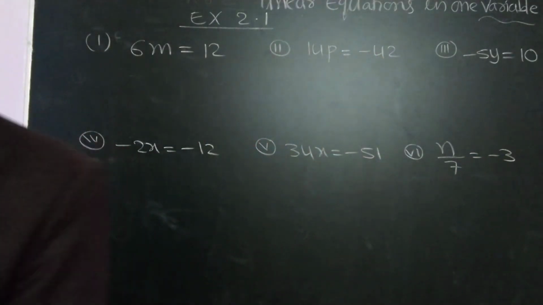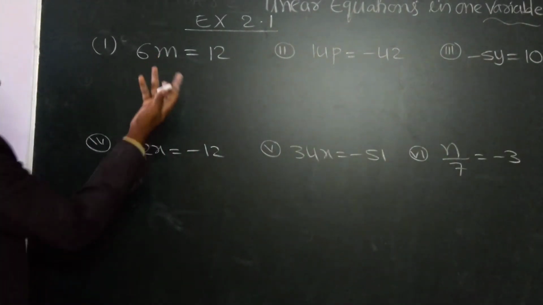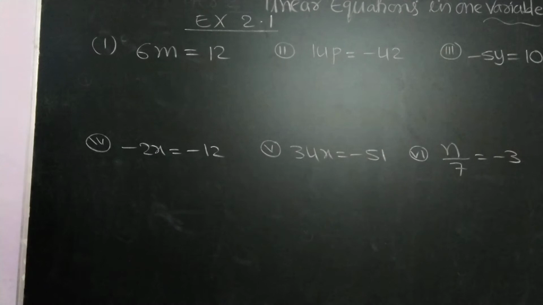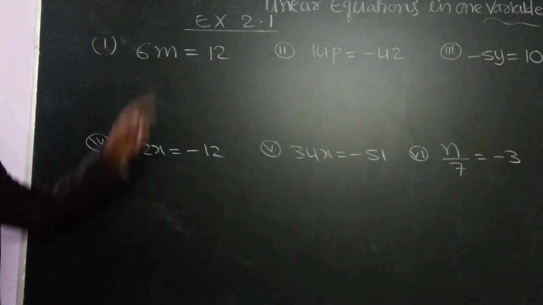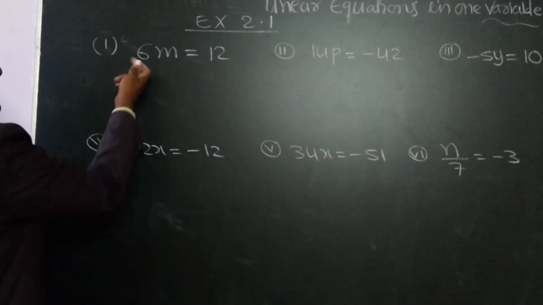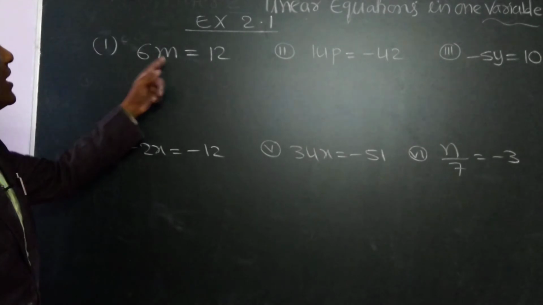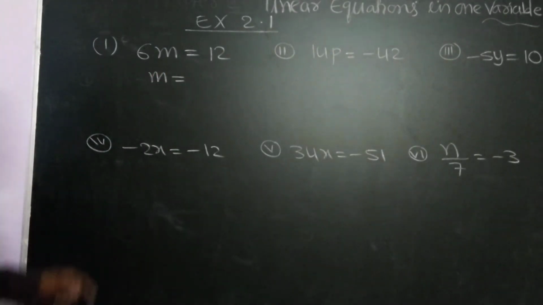To find the values, here the variable is m. Generally we use x, but any symbol can be used, so here m is used. This is the variable. We have to find the m value. 12 is already known, 6 is already known. Which value is unknown? Only m is unknown. M is equal to what? Tell me.